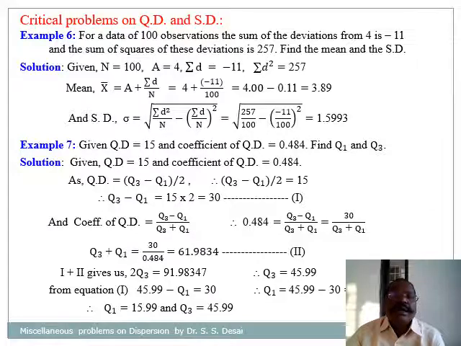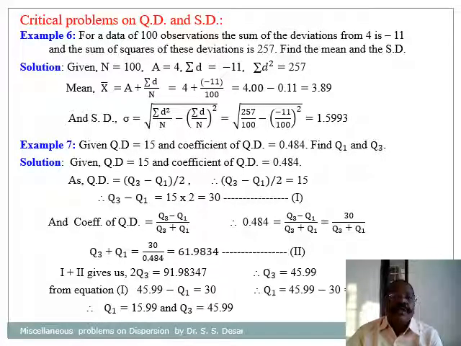So these are critical problems based on quartile deviation and standard deviation. The first problem is like this. For a data of 100 observations, the sum of deviations taken from 4 is minus 11, and the sum of squares of these deviations is 257. Find mean and standard deviation.